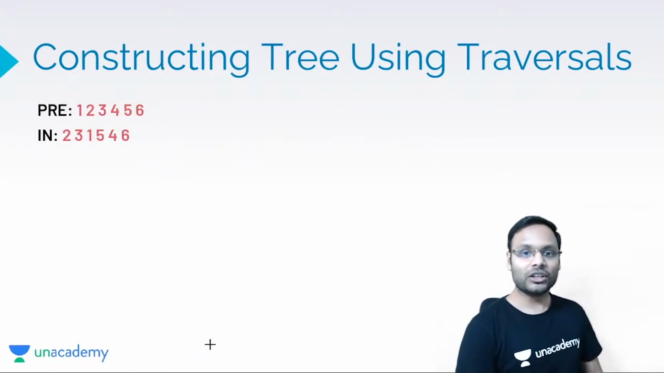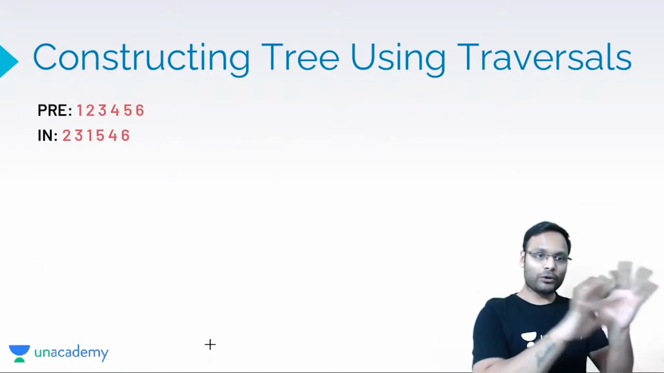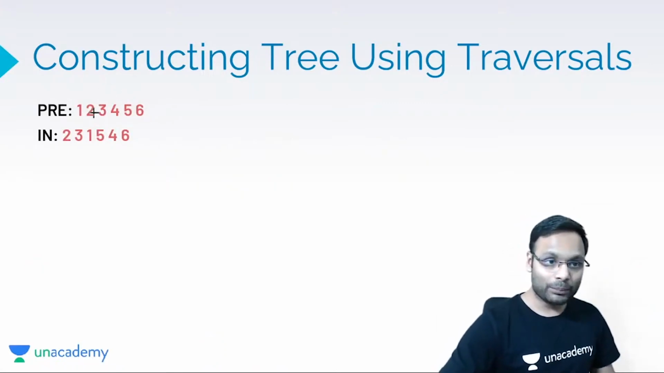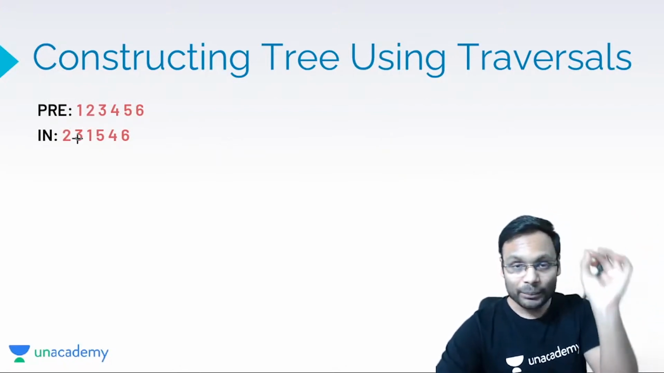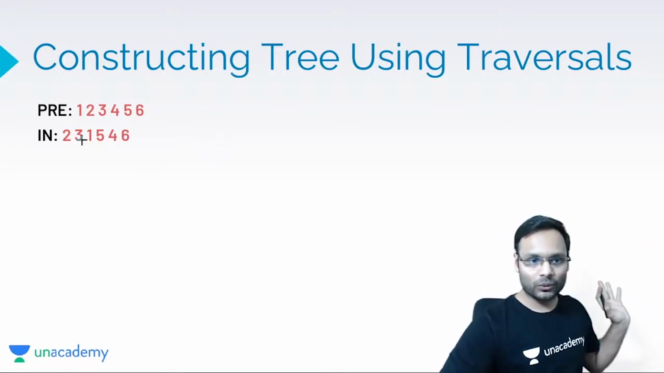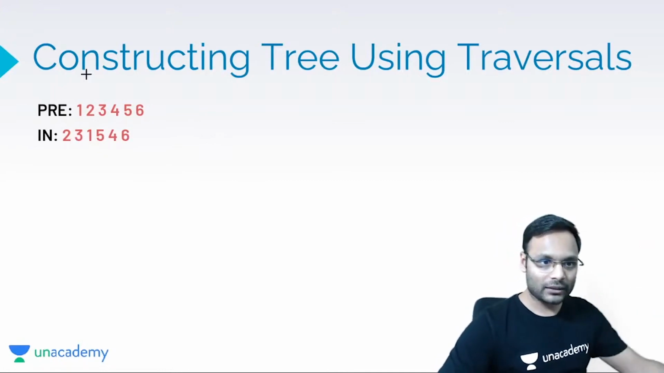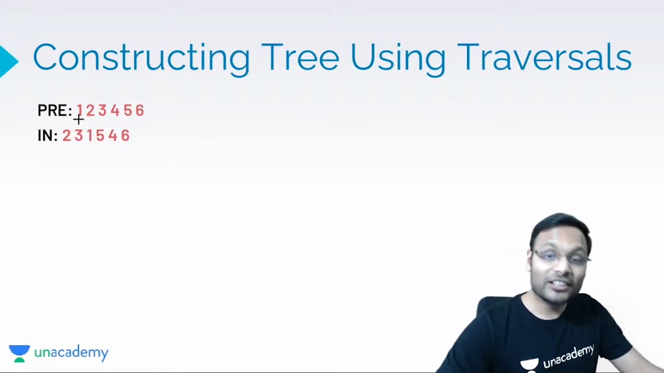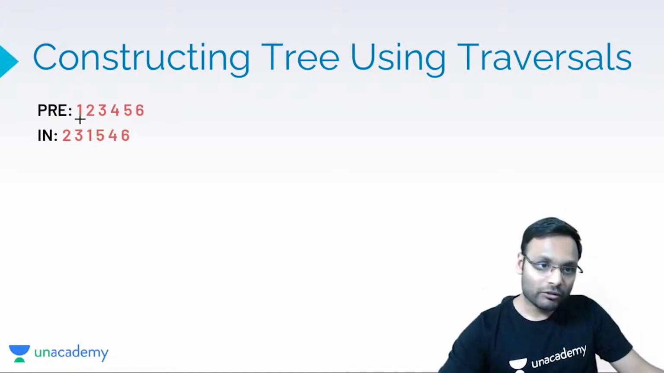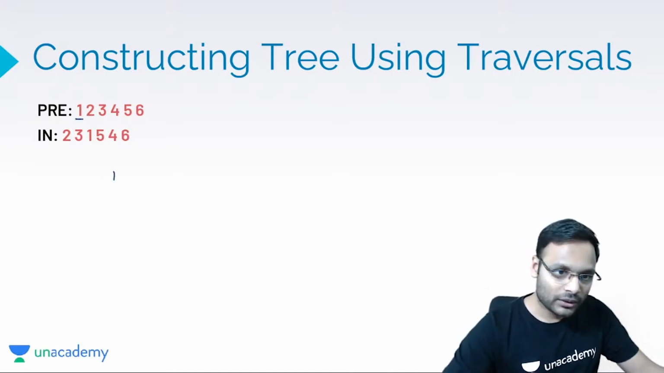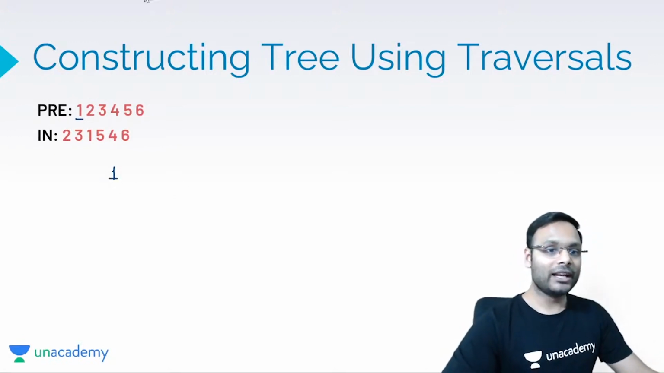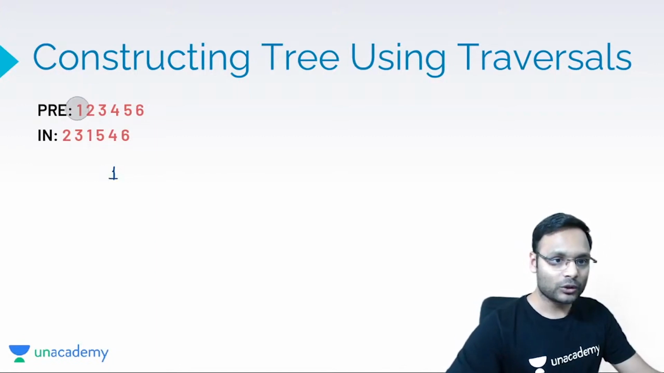Now let's construct the tree using traversal. First of all, pre and in. Pre will help me getting the root only. In will help me getting the left and right subtree only. Let's start. Preorder traversal, the very first is root. First symbol, 1, is root. If I identify 1 is root, I can identify left and right of root through inorder.